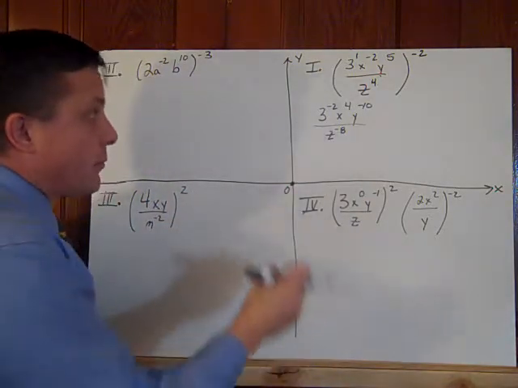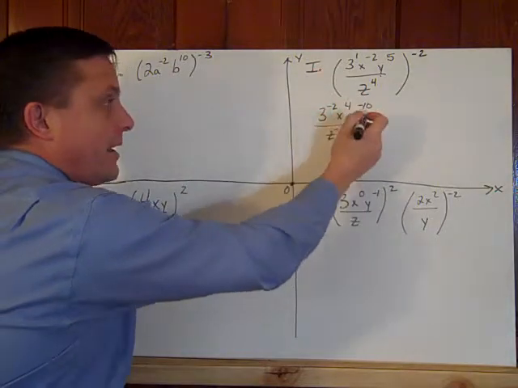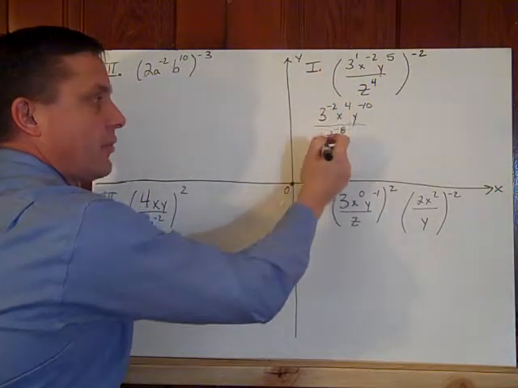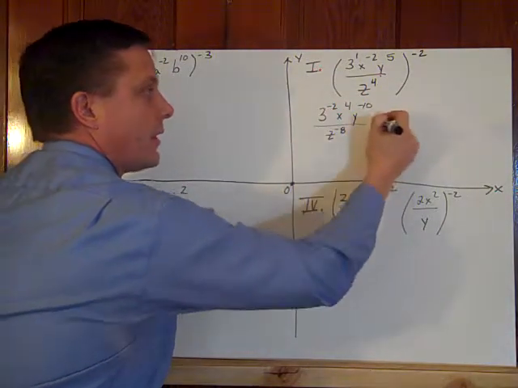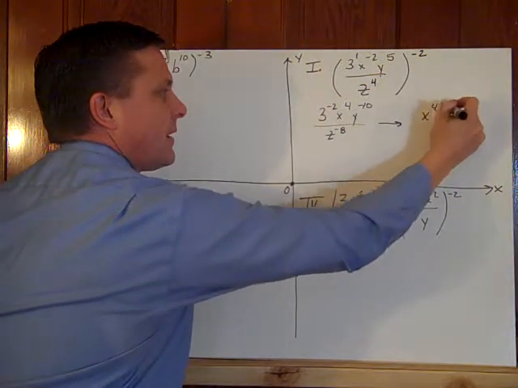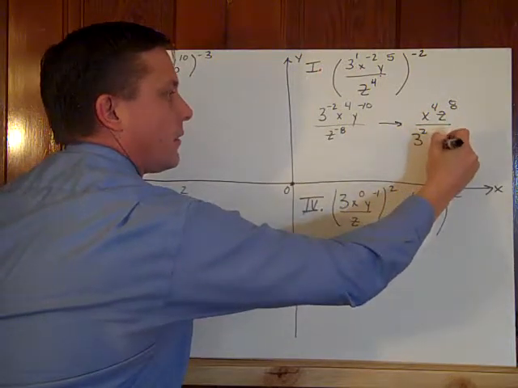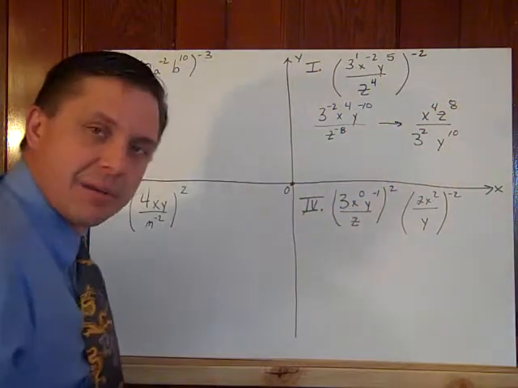Now, we have to move all the negatives to the bottom and leave the positives on top. So y to the negative 10 is going to the bottom, 3 to the negative 2 is going to the bottom, and z to the negative 8 is going to the top. So I get x to the 4, z to the 8 over 3 squared, y to the 10.